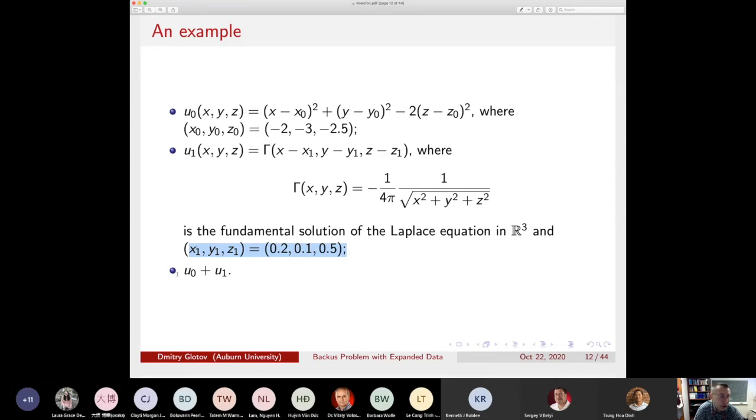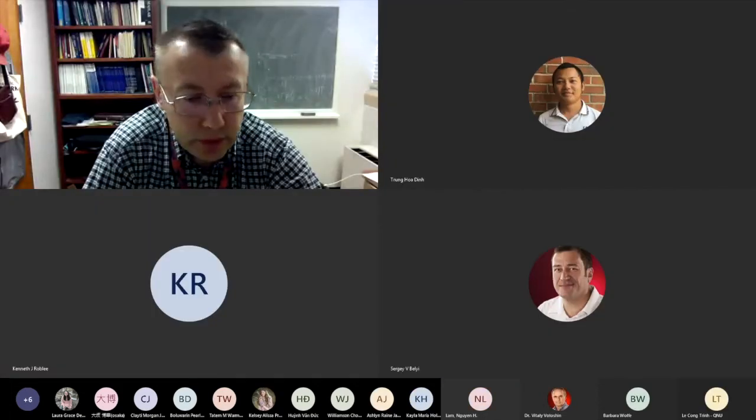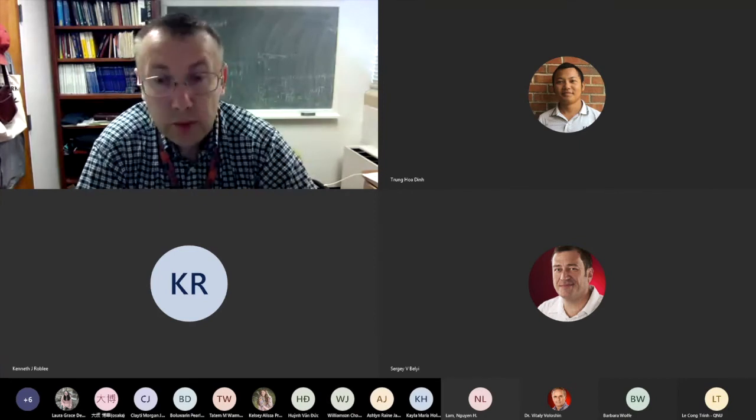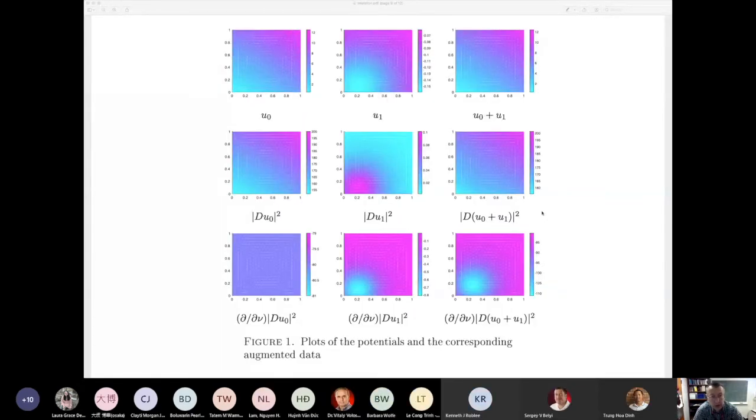And then the third function that I look at is the sum of these two. So that's the background field plus the perturbation. So I'll switch to the slide where I have all these functions plotted. So this is, okay, I don't have this slide anymore on the screen, but basically what I am constructing is a harmonic function in R3. So the boundary of the domain contains the unit square in the xy plane. And so here I have the plots of the function.